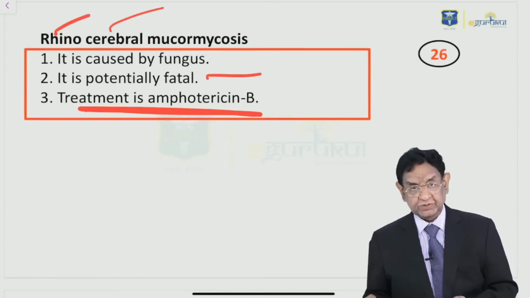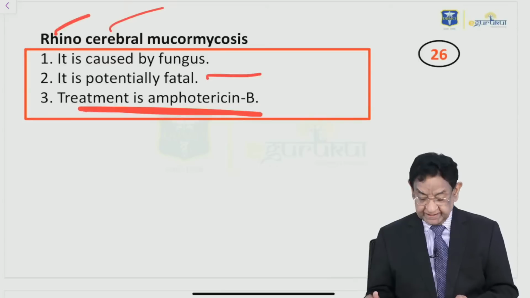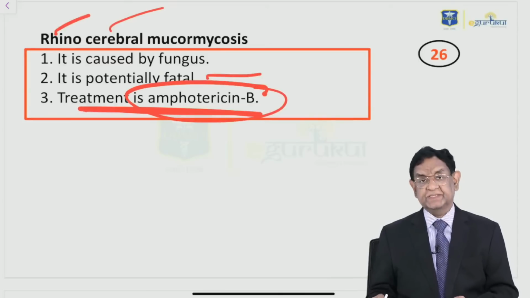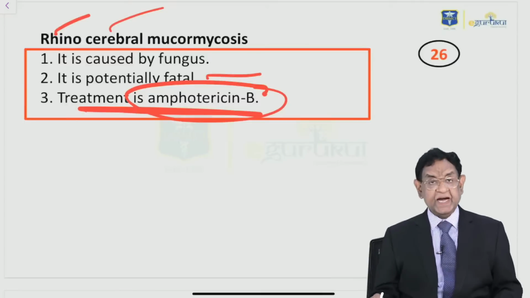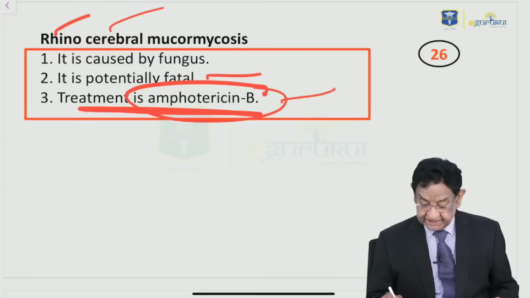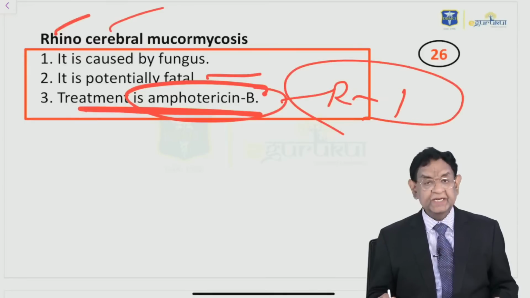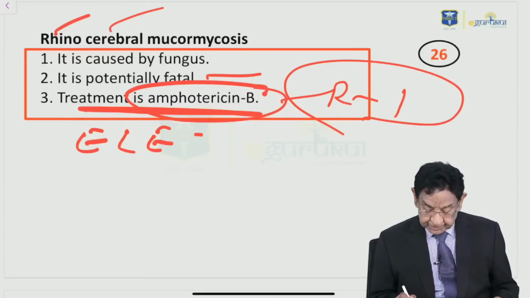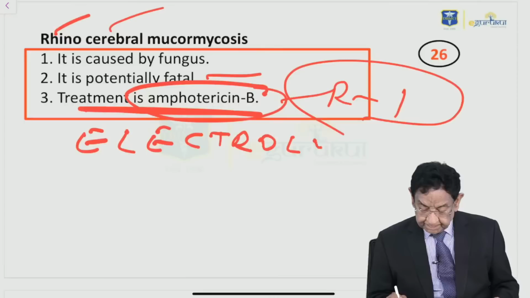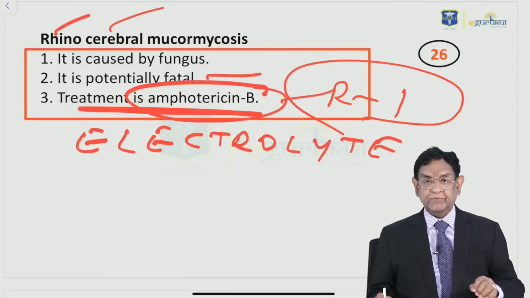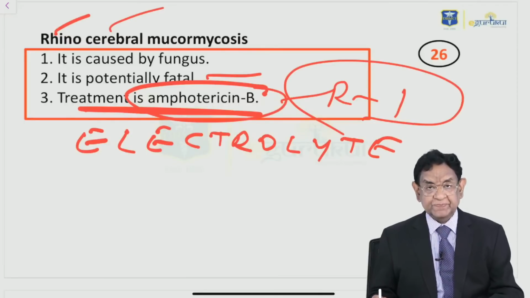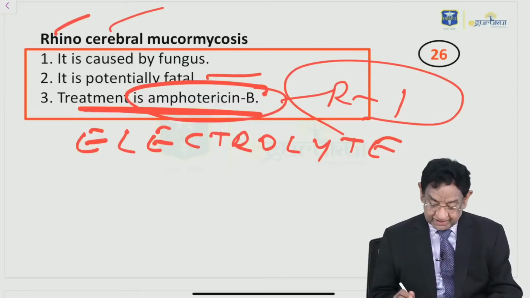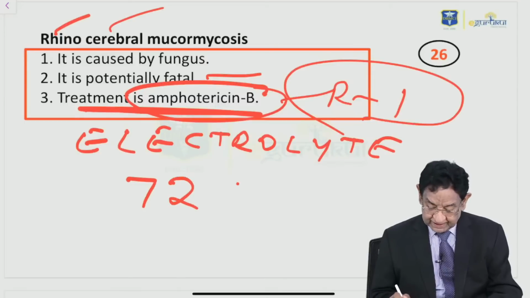Now I have a question for you. Write down the answer quickly. Which electrolyte imbalance can happen when we are treating a case with amphotericin B? This is the rank 1 question. I repeat the question: which electrolyte imbalance can happen when we are using it? Okay, you can very well write down the answer and later on you can WhatsApp me at my number.